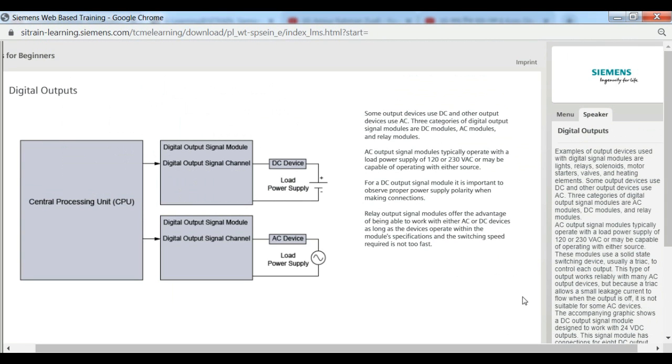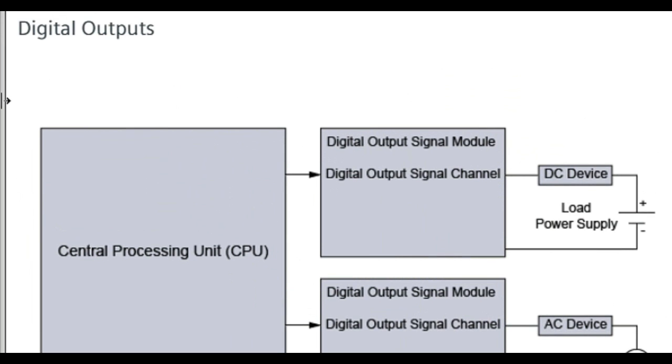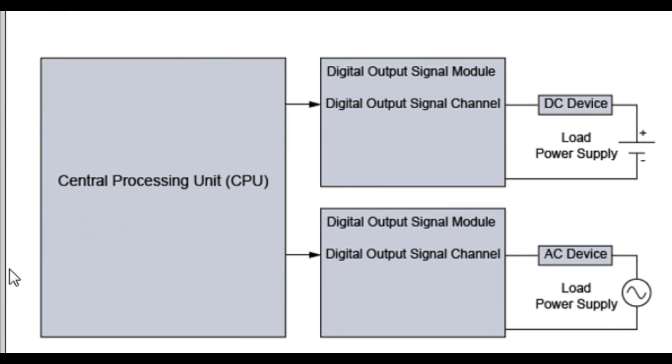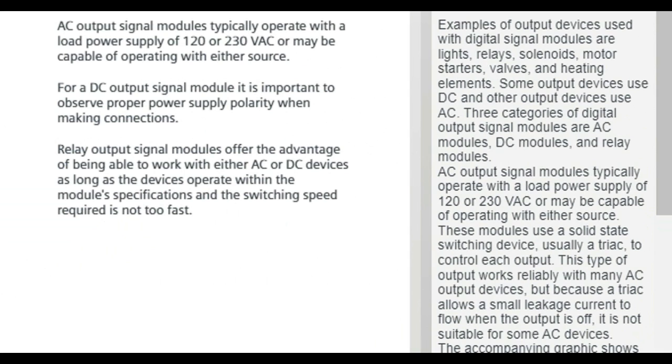Examples of output devices used with digital signal modules are lights, relays, solenoids, motor starters, valves, and heating elements. Some output devices use DC and other output devices use AC. 3 categories of digital output signal modules are AC modules, DC modules, and relay modules.